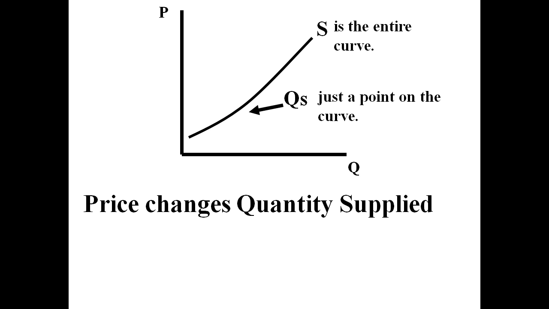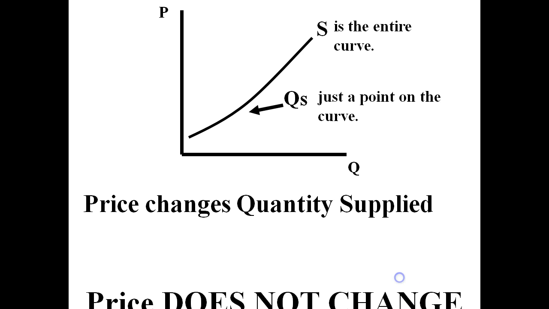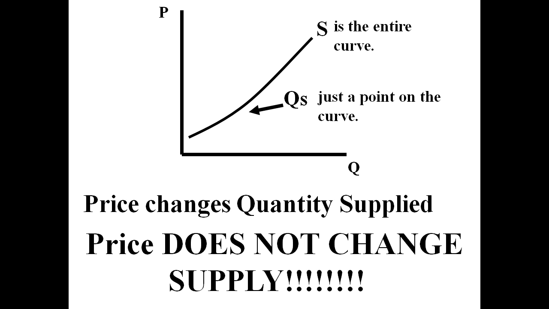So remember, ladies and gentlemen, that price changes quantity supplied, and will move you from point to point on the supply curve. Price does not change supply. The determinants of supply, the non-price factors that will actually shift a supply curve to the left and to the right, are the things that will change supply. And always remember also, ladies and gentlemen, that supply curves go up as you go left to right.